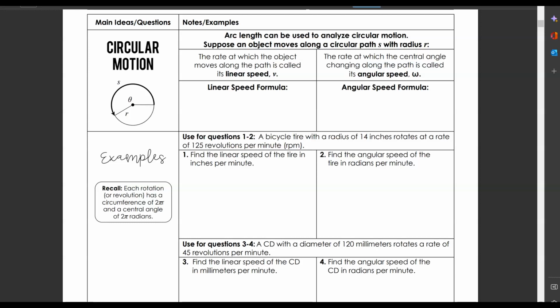All right, class, in these notes, we're going to be talking about circular motion. So arc length can be used to analyze circular motion. Suppose an object moves along a circular path S with radius r.